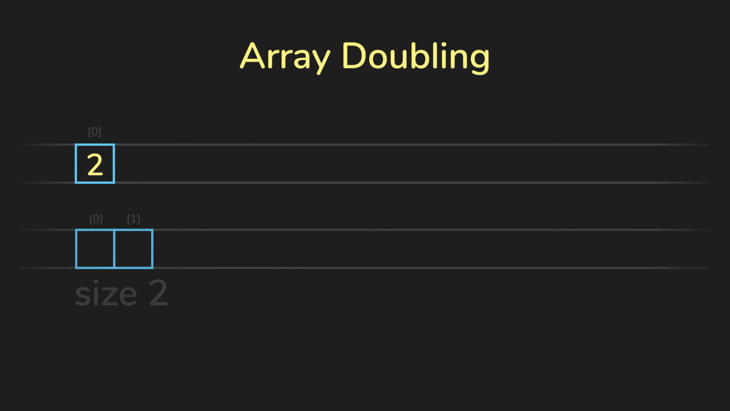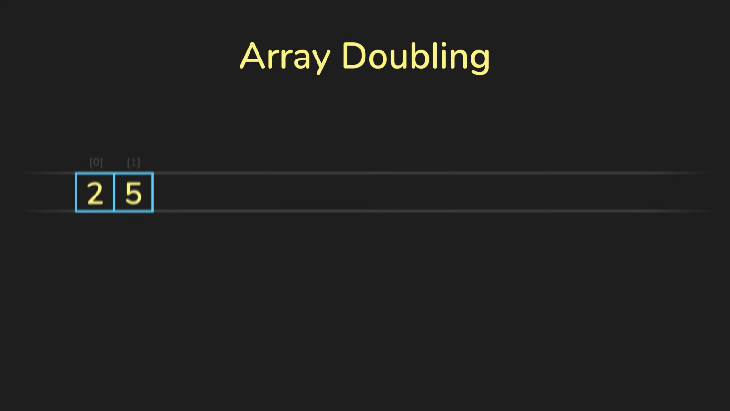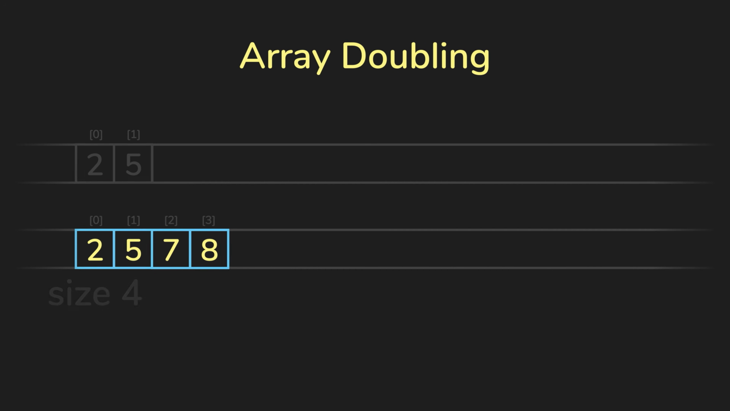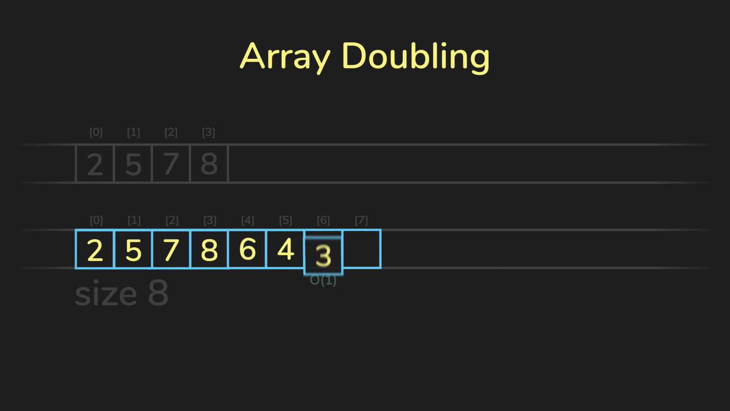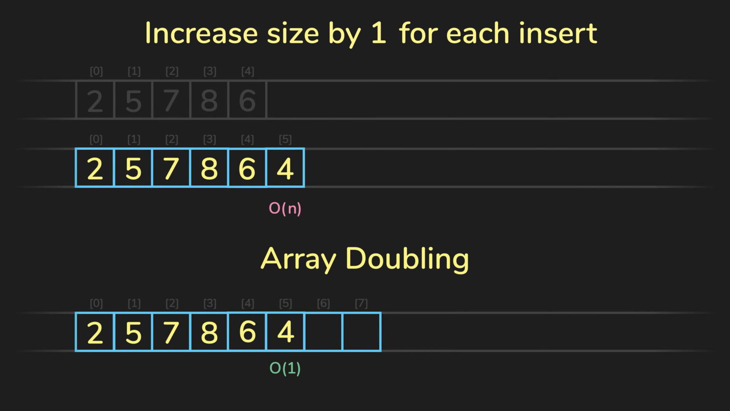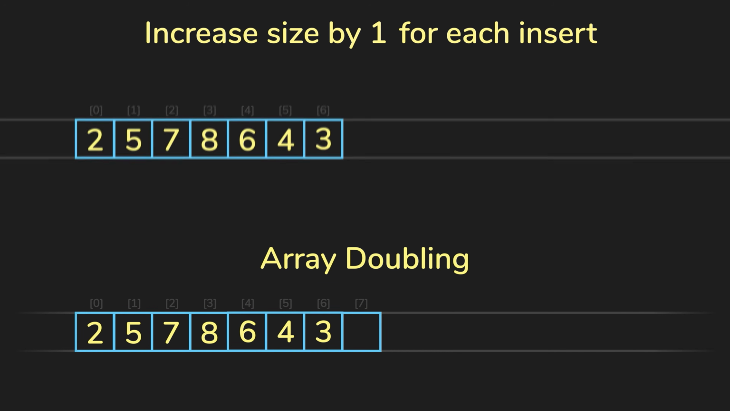With the doubling strategy, this is what it'll look like. The first few times, it's very similar to the old method, but the benefits are immediately obvious when we reach 5 elements. As you can see, we extended the array to size 8, and the next 3 elements inserted will be an O of 1 operation. While the old method, it will be O of n each time.